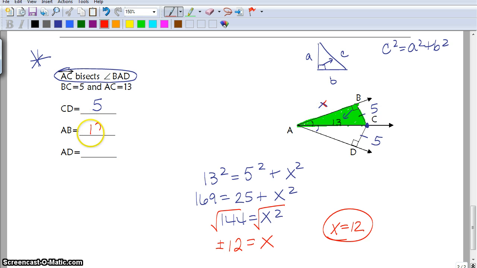So AB is 12. And now, guys, these triangles have to be the same. If they fold over, they land on top of each other, because we'd end up doing the Pythag again with the same numbers. So it's 12.